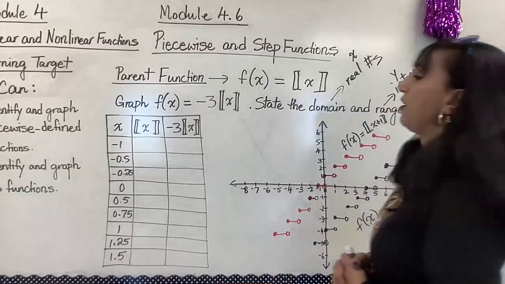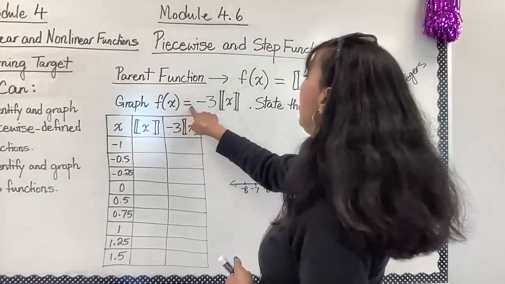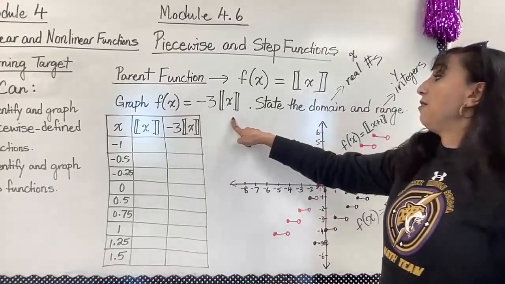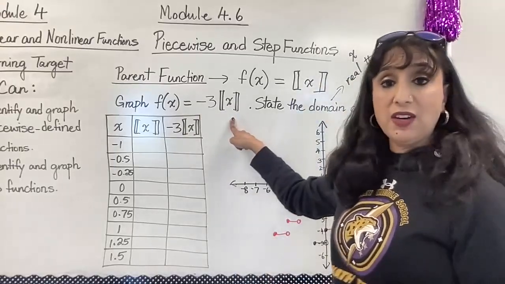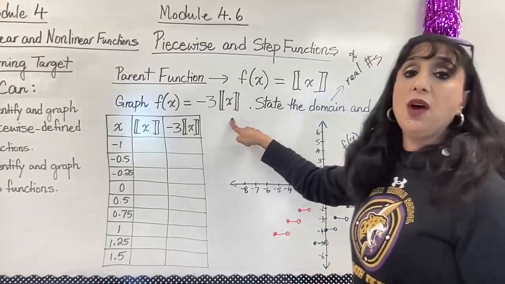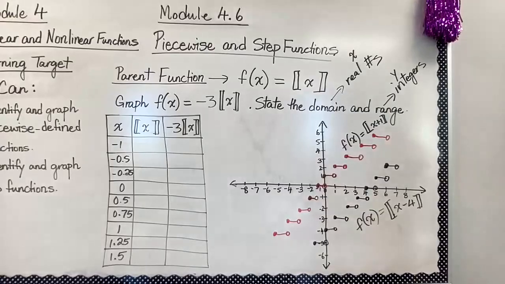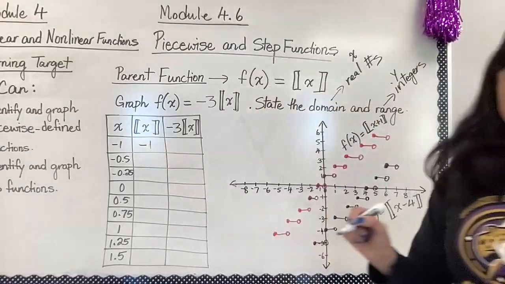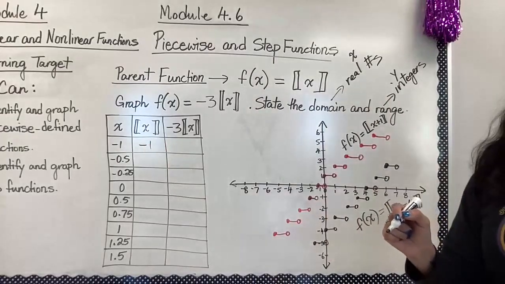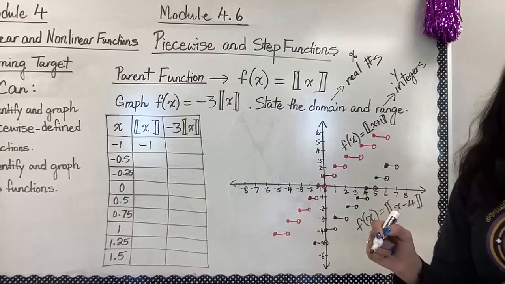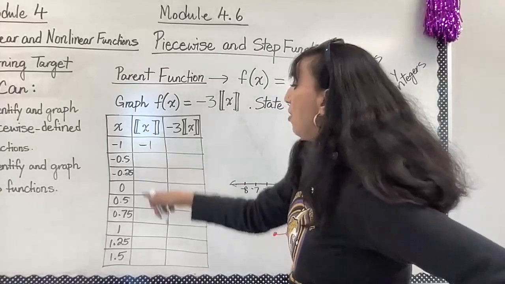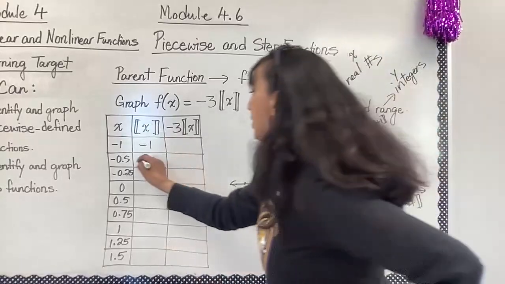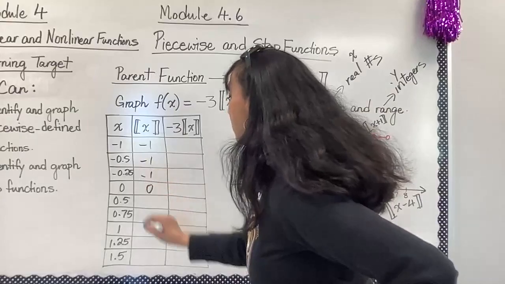And now my function is graph f of x is equal to negative 3 of this, x over here, and we are trying to do the step functions. So if I have negative 1, we know this is negative 1, right? And then I can see that over here, all of these are being rounded down. If I'm writing this, that means I'm rounding down. And so this is -1, this is 0.